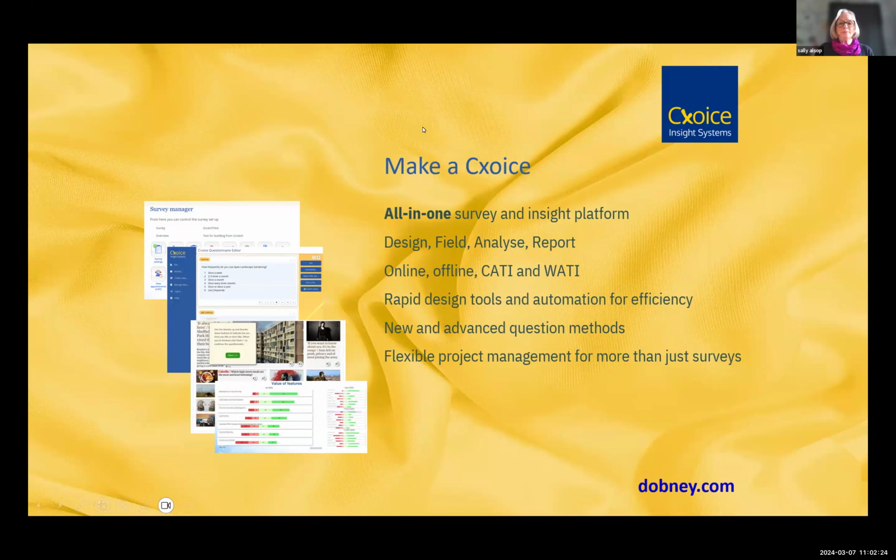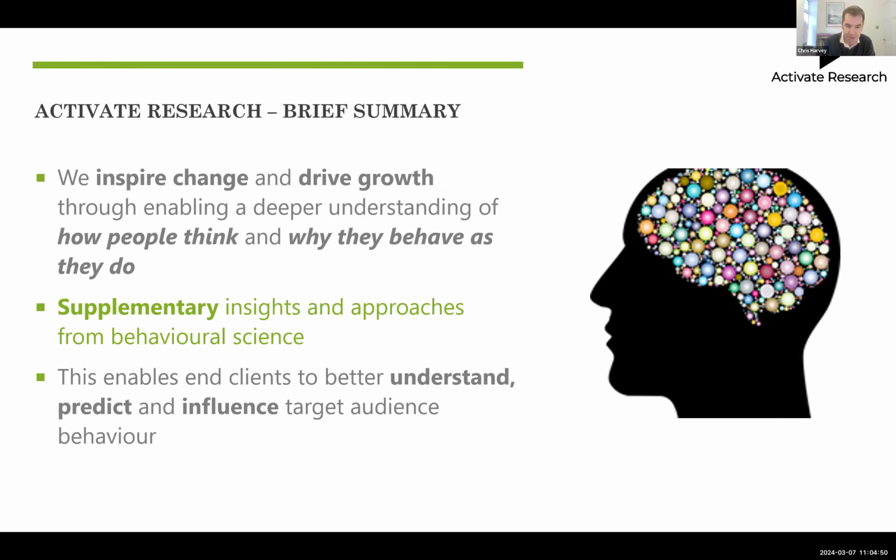A very brief summary of me and my company, Activate Research, before I start. As Sally mentioned, we're all about inspiring change and driving growth through enabling a deeper understanding of how people think and why they behave as they do. This is all done through insights and approaches from behavioural science. The ultimate end goal is that the end client is better able to understand, predict and influence target audience behaviour. I tend to work mostly with agencies, and I have three core offers. One called Equip, which is about training. I have a consulting offer called Embed, and then I have a project-based offer where I work with agencies, typically on a project-by-project basis, on both qual and quant projects, bringing behavioural science into the project.